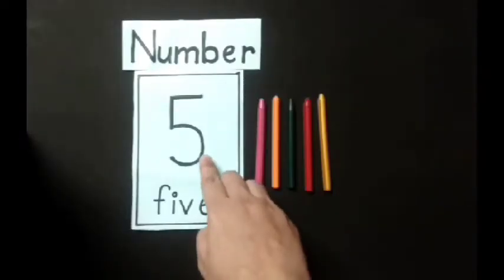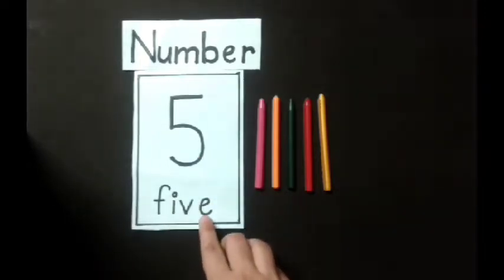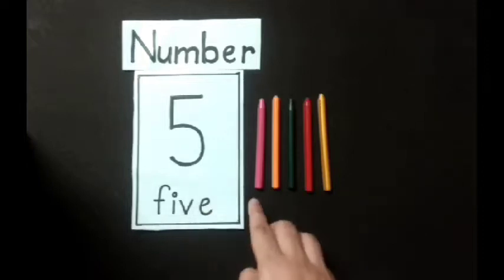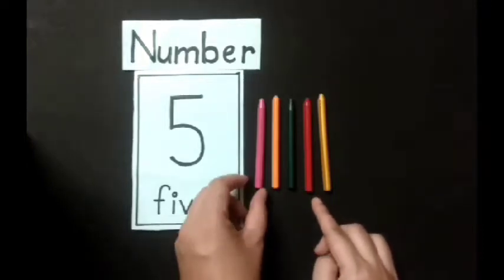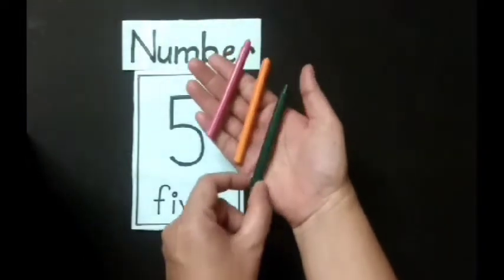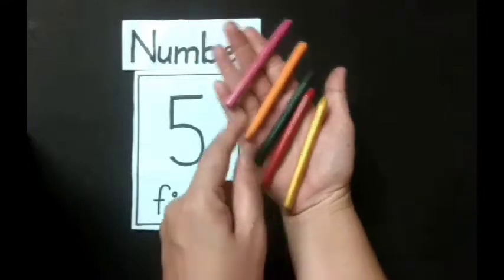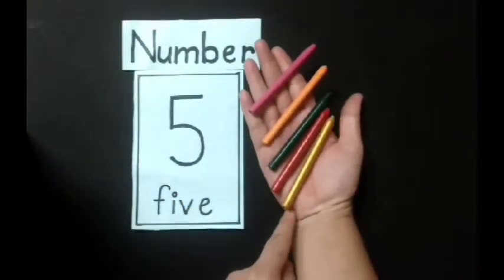This is number 5. F-I-V-E 5. 5 means 5 objects. 1, 2, 3, 4, 5. 5 crayons.